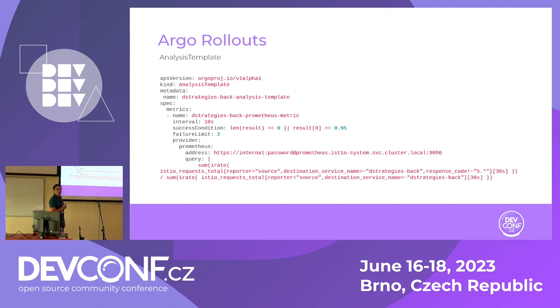Export the metrics as I usually do, and I tell it this is where we read and this is the query. Right. Perfect. And then you define the success condition based on the metrics. Right now we are playing in this example with Prometheus, but there is another provider, web, where you call an API, and based on the answer you decide what to do. You can check the health path, for example.